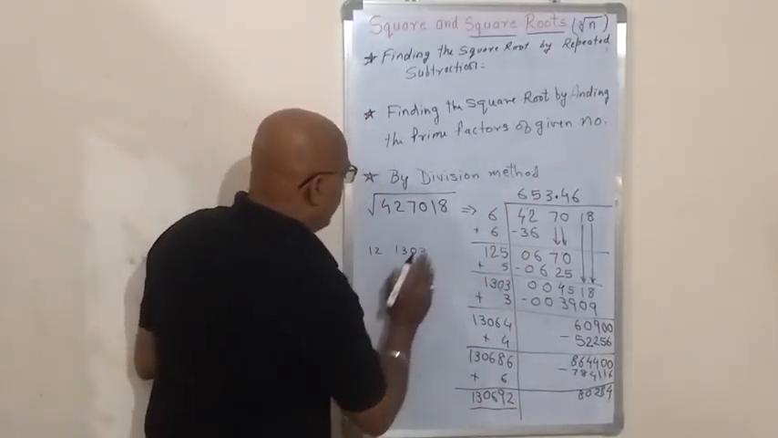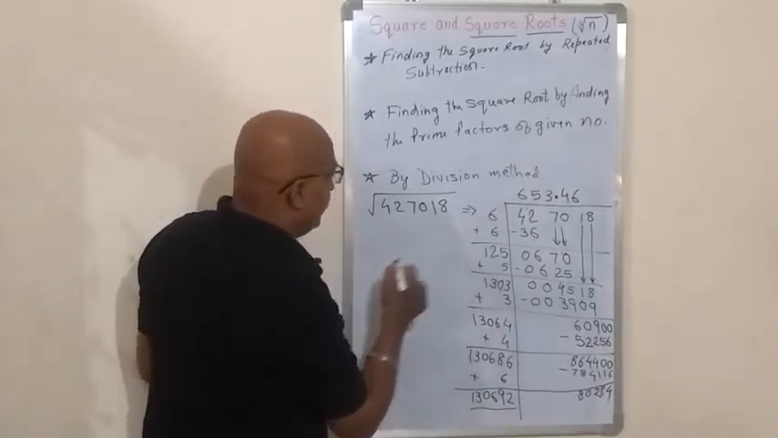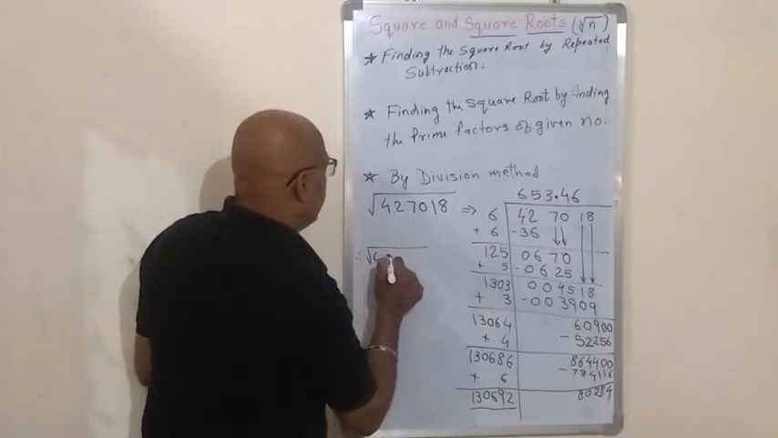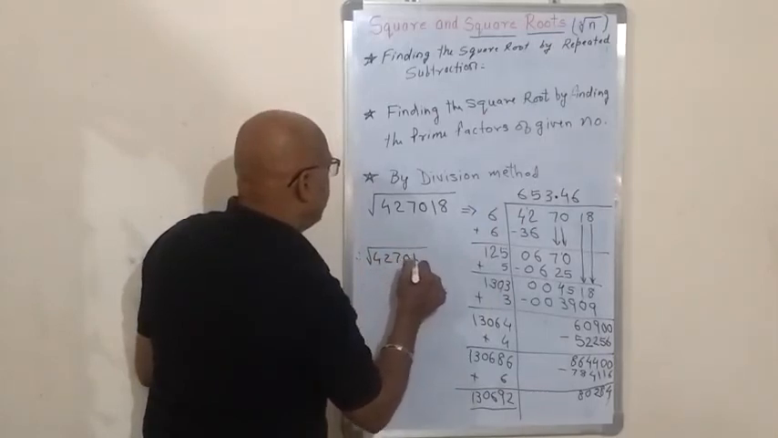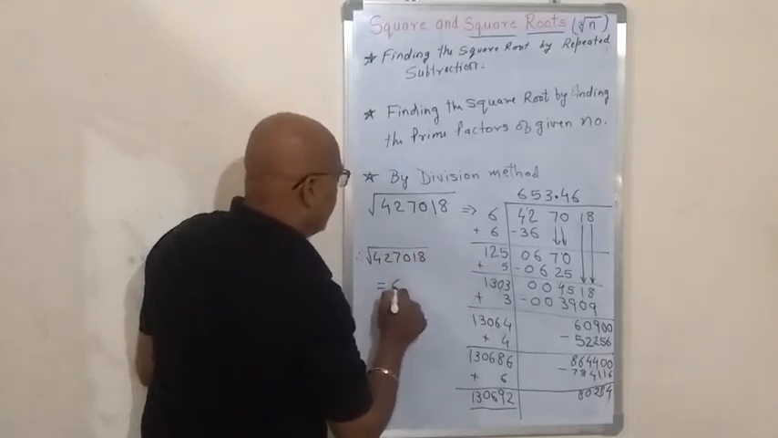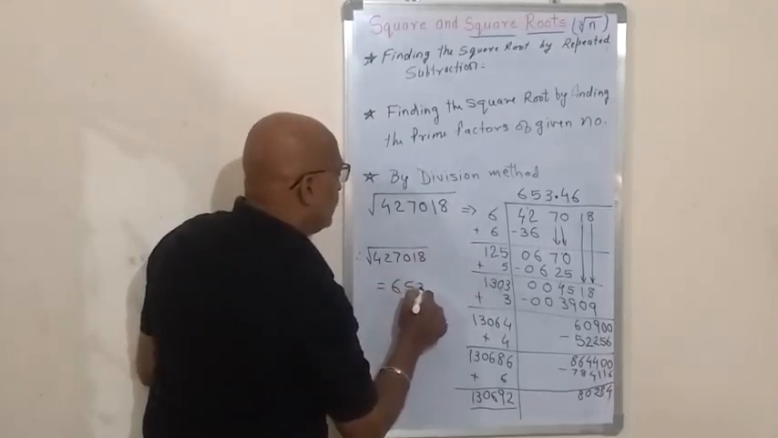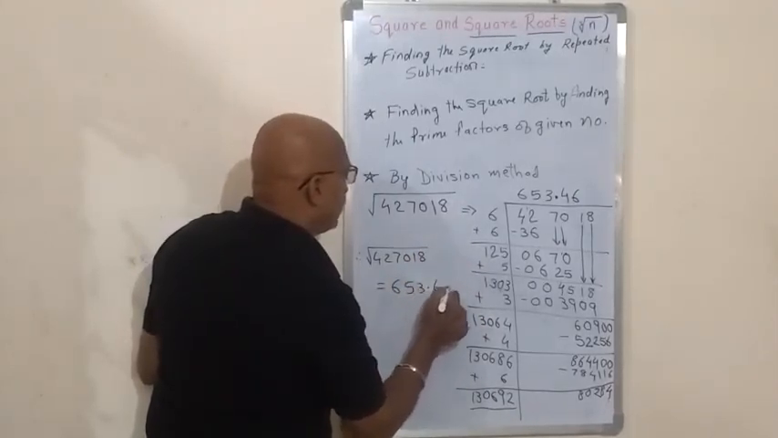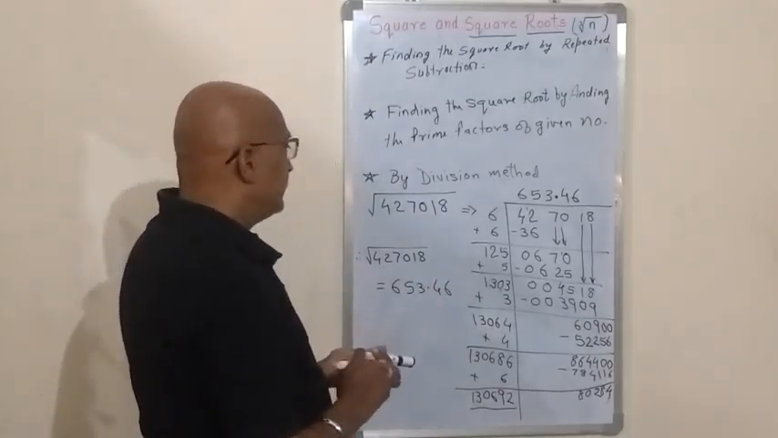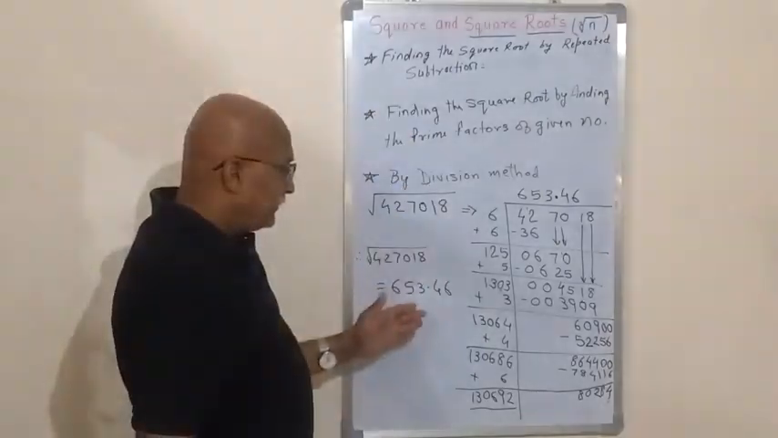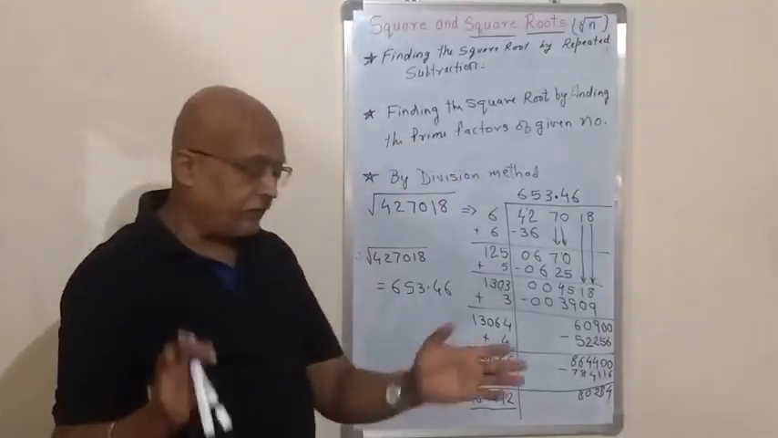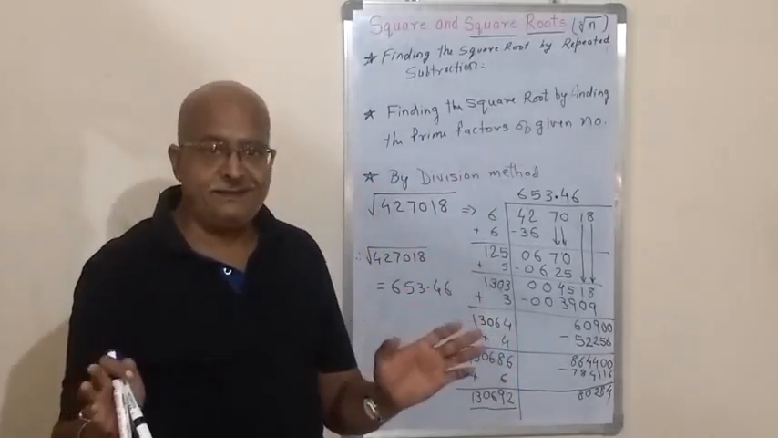Now what have we got here? Therefore the square root of 427,018 is nothing but 653.46. So this is the thing. This is the third and final method that we are going to see.